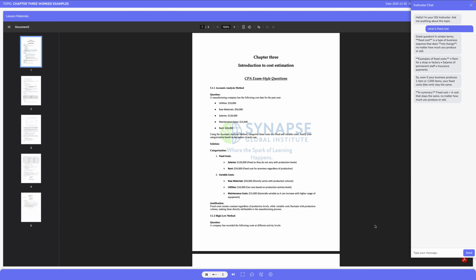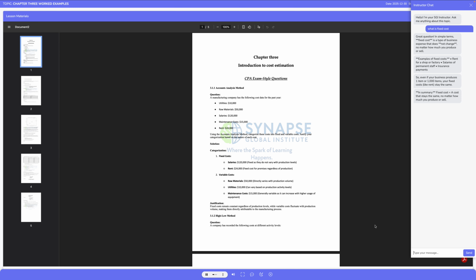From a management accounting perspective, the accounts analysis method is useful because it is simple and quick to apply, especially when historical data is limited. However, you should also remember its limitation. It is subjective and depends heavily on the accountant's judgment. In revision, always be prepared to comment briefly on why a method is appropriate and what its weaknesses might be, even if the question does not explicitly ask for limitations.